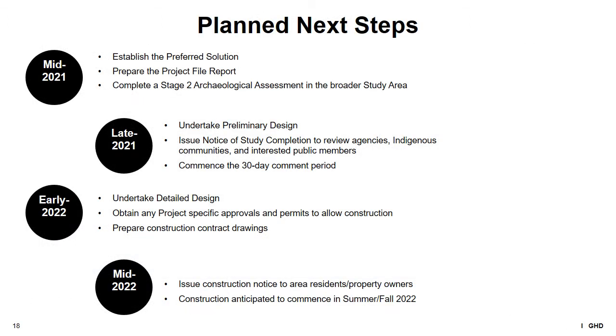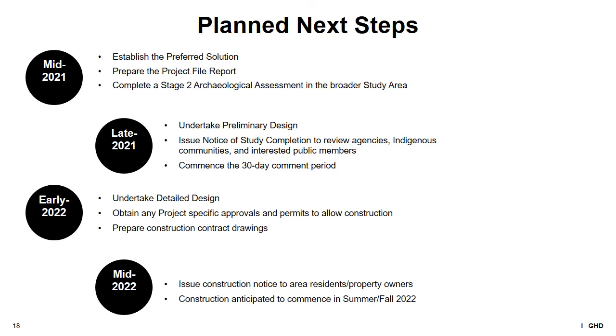The Municipal Class Environmental Assessment is anticipated to be completed in late 2021, with the City of Mississauga issuing a notice of completion followed by a 30 calendar day comment period. Those public members on the project mailing list will receive the notice directly. The notice will also be advertised in the Mississauga News and placed on the city's webpage.